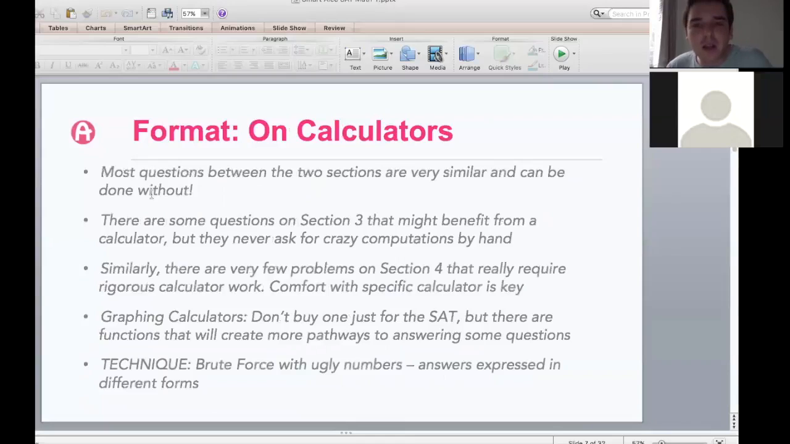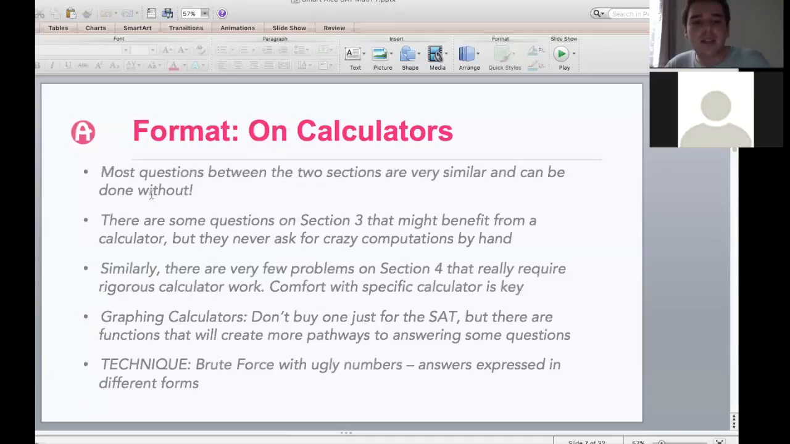On the topic of calculators, Section 3, you cannot use it. Section 4, you can. As I'm sure many of us have experienced already, there are a lot of students who are very dependent on their calculators, which ideally you want to encourage them to practice and freshen up on their arithmetic skills so they're not so dependent, but it can be nice to just have them close by.